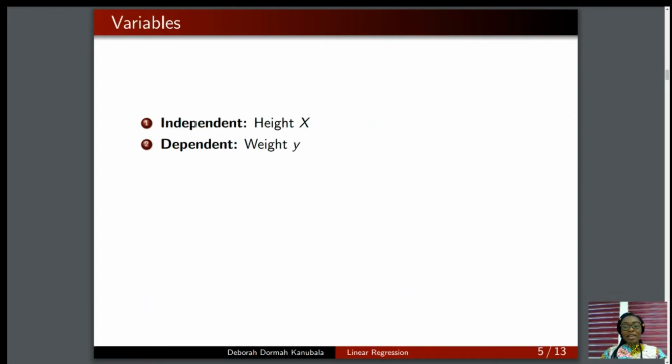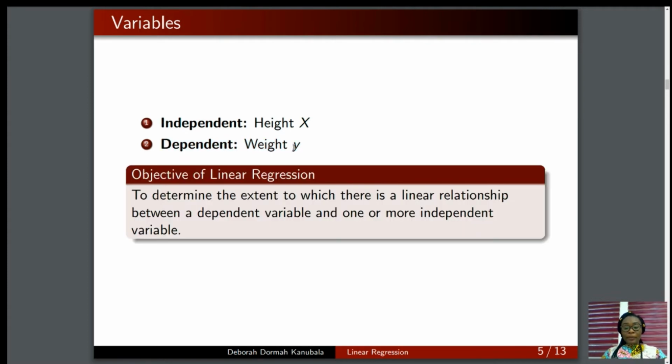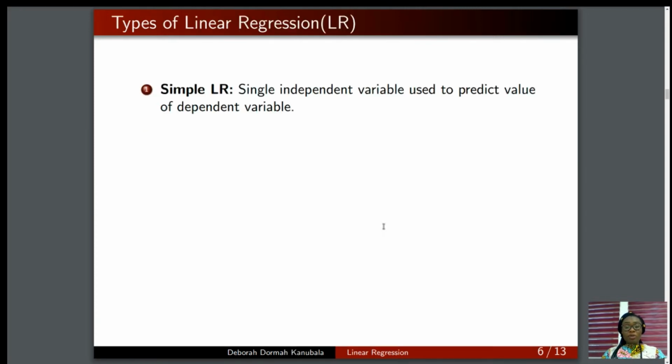In this case, the independent variable is our height, which is the x, and the dependent variable is our weight, which we will represent as y. The objective of a linear regression is to determine the extent to which there is a linear relationship between the dependent variable and one or more independent variables.